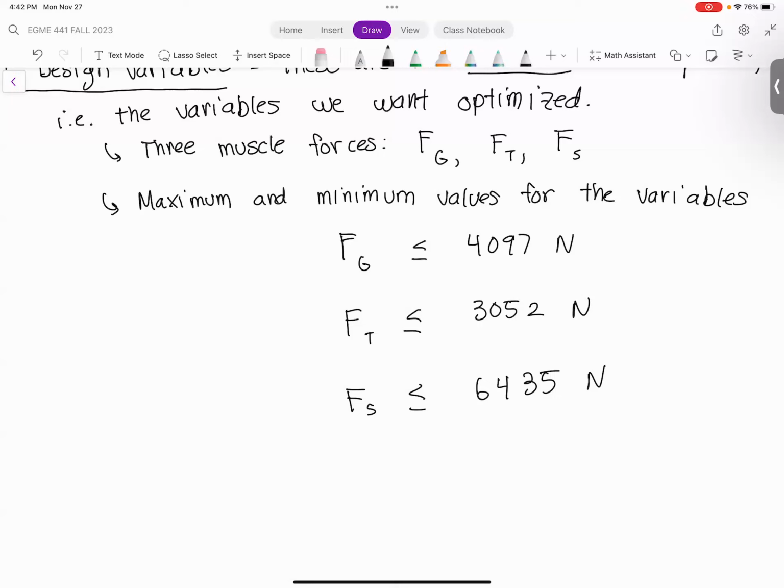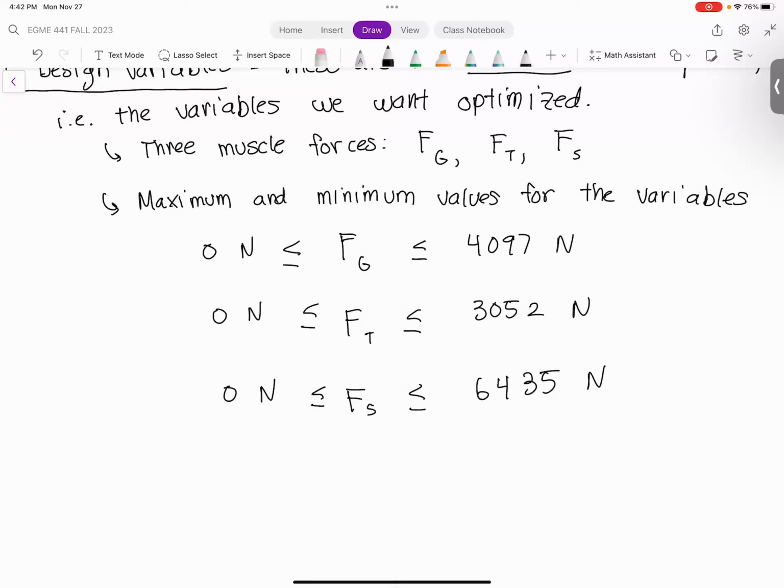These also have minimum values as well, because we know that the muscle forces cannot be negative. Muscle forces can only exert tension. It's impossible for them to compress on themselves. And so we know all these have to be greater than or equal to 0 newtons as well. All right, so those are our 3 design variables and their ranges.